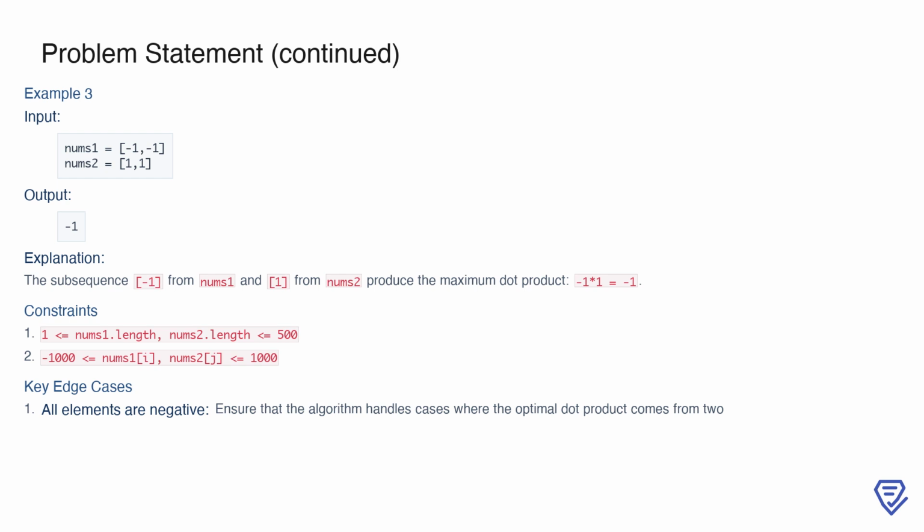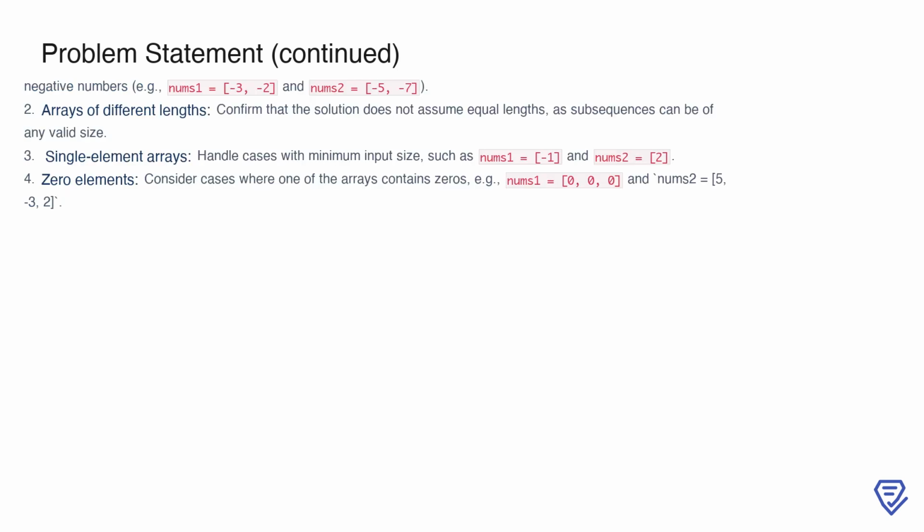Now, let's consider the constraints of the problem. Both arrays can have lengths between 1 and 500, and the values within the arrays can range from -1000 to 1000. These constraints mean the solution needs to be efficient enough to handle larger inputs. Additionally, handling negative numbers is crucial in this problem, as the optimal subsequence might involve products of negative values yielding positive results. There are a few key edge cases to consider.